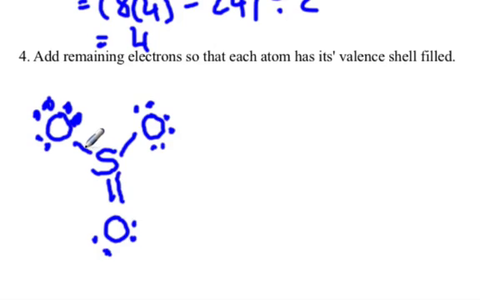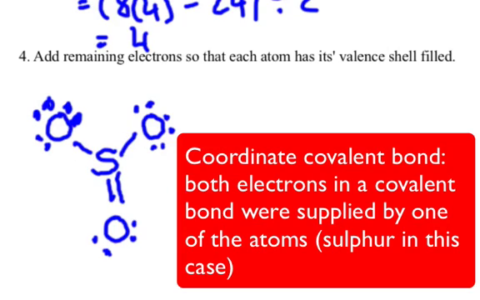Now the thing you have to realize here is that this shared pair of electrons in this bond and in this bond, these two electrons in each case came from the sulfur, because remember that the original oxygen had 6 valence electrons, so that means that these are the original 6 valence electrons. So the bonded pair comes from the sulfur, and this is called a coordinate covalent bond, where one atom provides both of the shared electrons in the covalent bond. So these 2 bonds are coordinate covalent bonds.